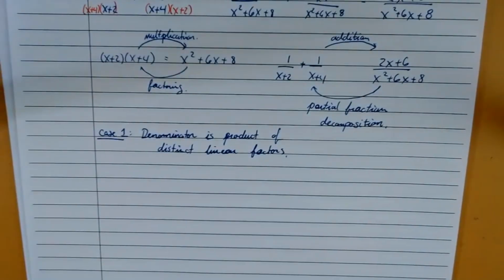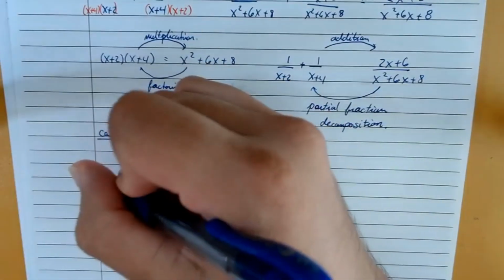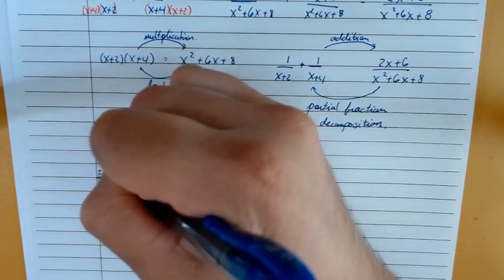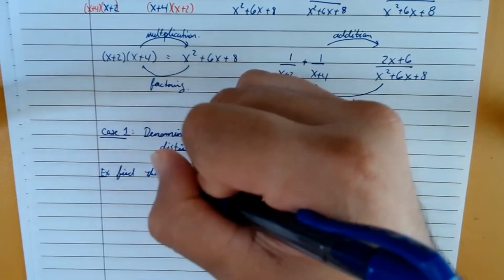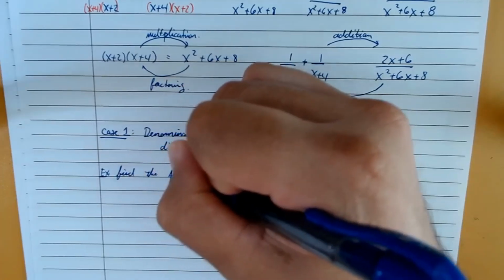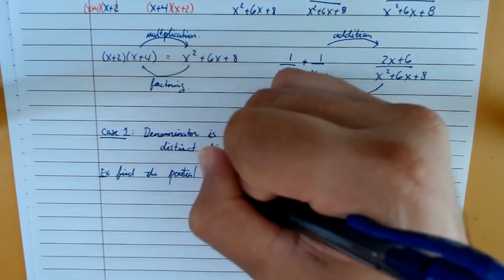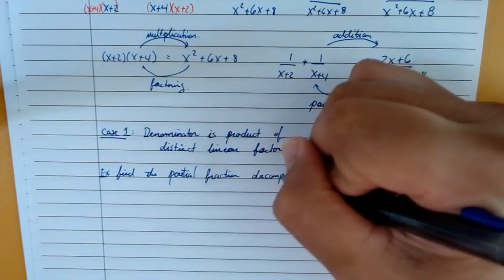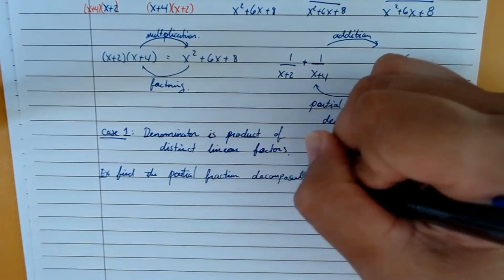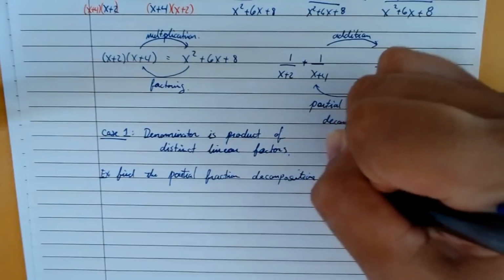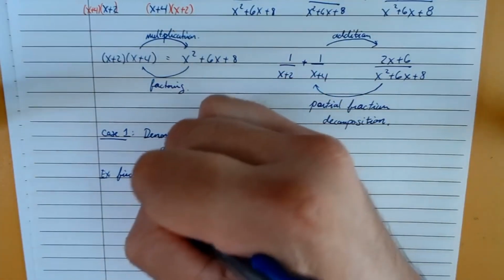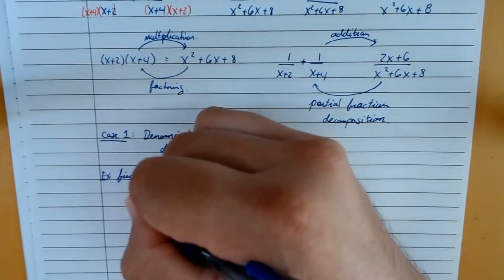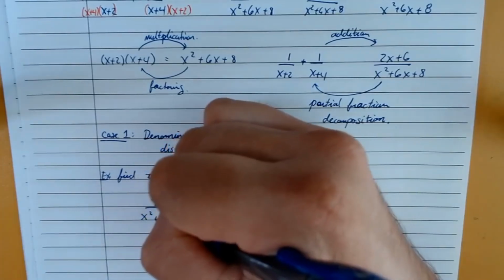So for example, let's say we want to find the partial fraction decomposition of 9x plus 21 over x squared plus 2x minus 15.